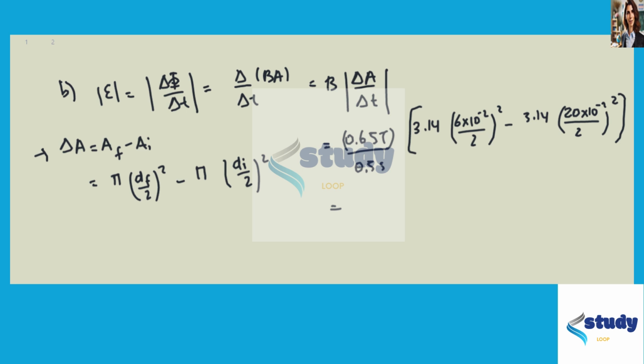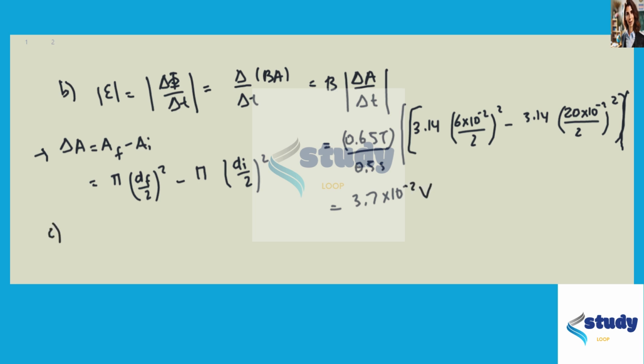So then if we plug everything in, we're again taking the absolute value of this term, so it's going to come out to be positive. Then what we find is 3.7 times 10 to the power of negative 2 volts for the induced EMF.